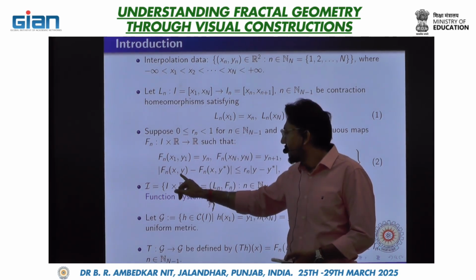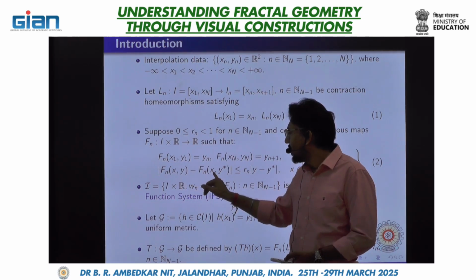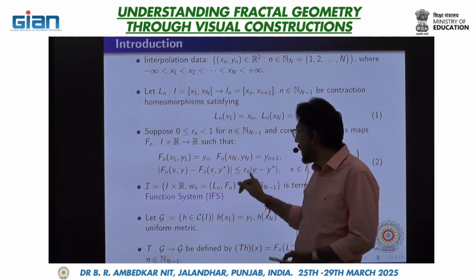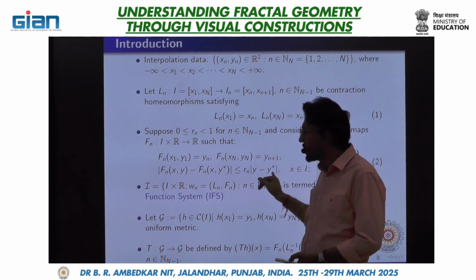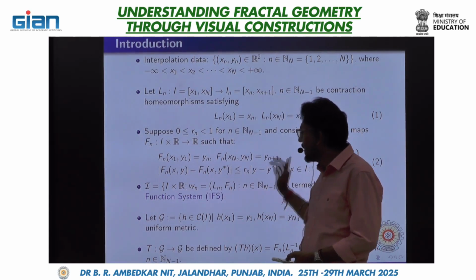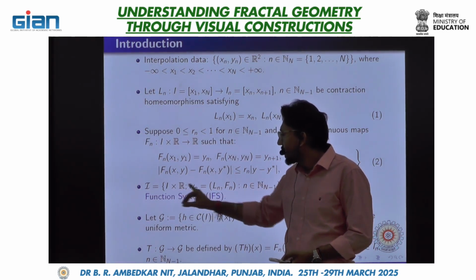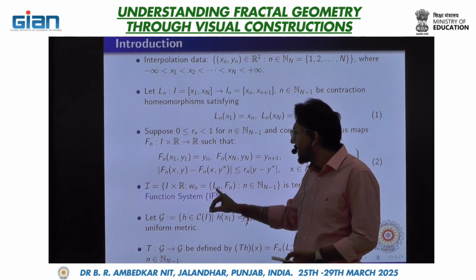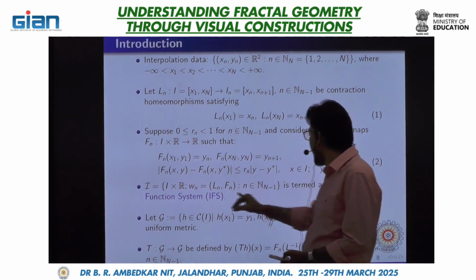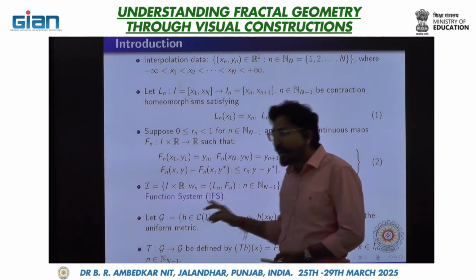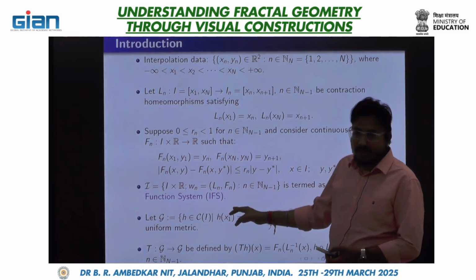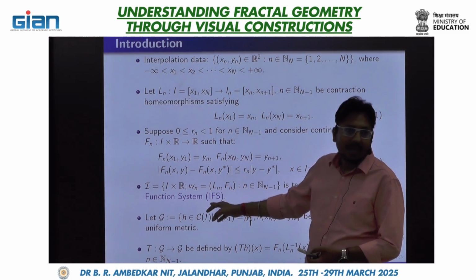Okay, fn(x, y) minus fn(x, y star) is less than or equal to rn times |y minus y star|. So I am saying that fn is a contraction in the second argument. Then I am taking one collection, I cross R comma wn, and in wn I am putting ln comma fn. So I am calling this an iterated function system, or in short IFS.